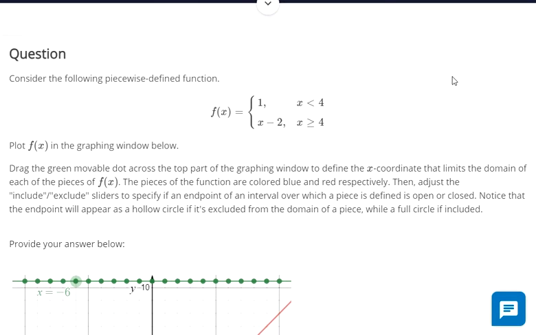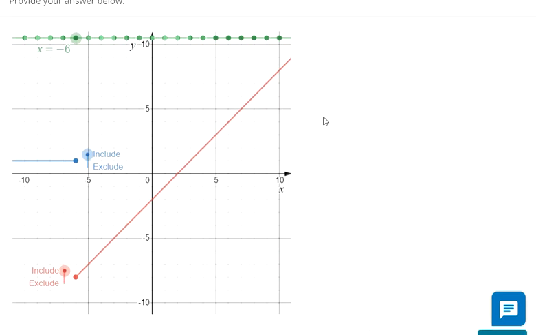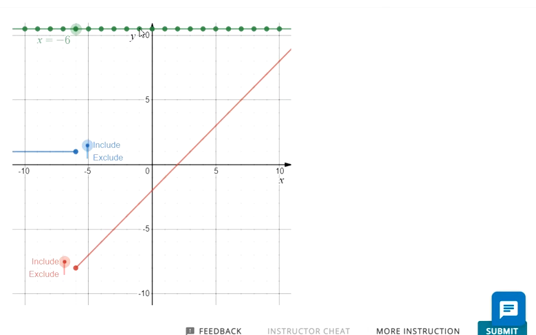So we're supposed to consider the following piecewise defined function. What this means is that the y values are always 1. It's a flat horizontal line at 1 when x is less than 4. So I'm going to drag this down. I don't know what I'm doing with this. Okay, let's just leave that.